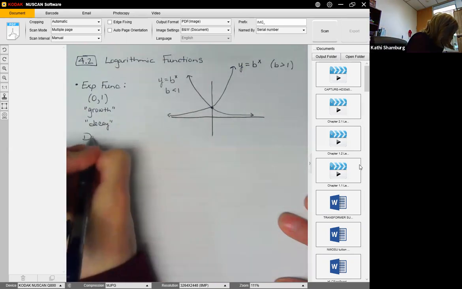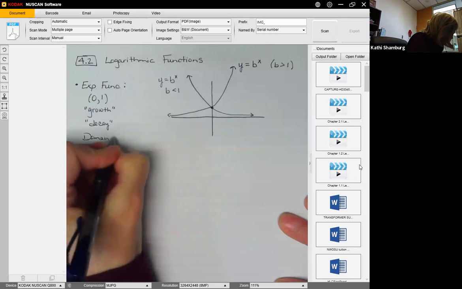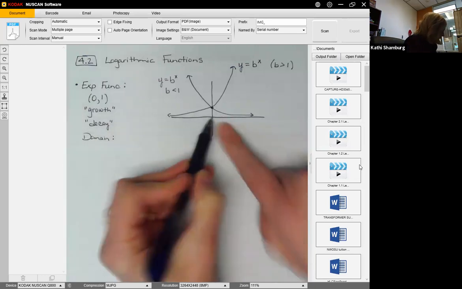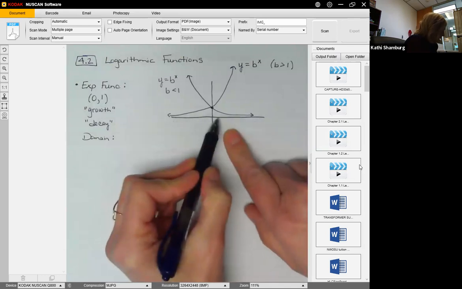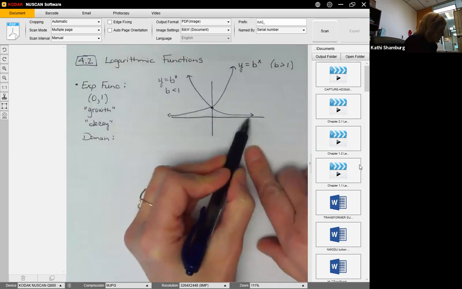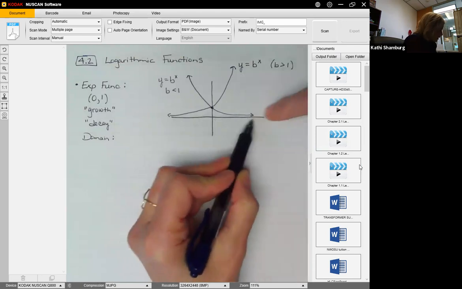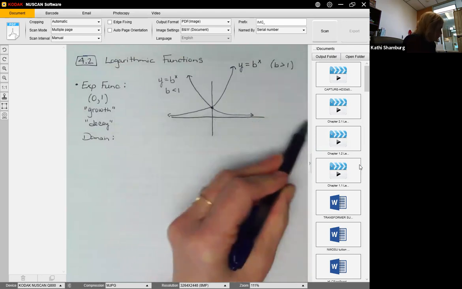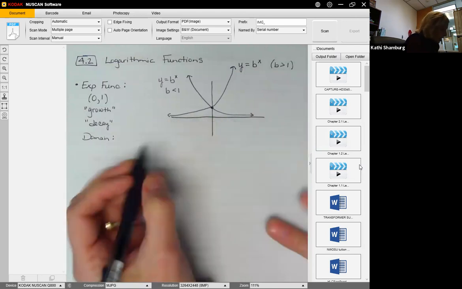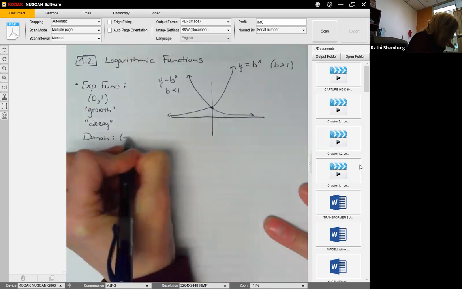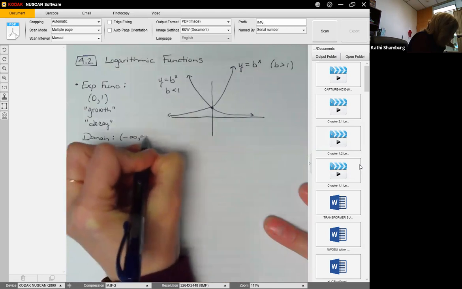Now, remember, domain is what your x value can be. So if I look here, here is my x-axis. And if I chose any point on this x-axis, notice as this goes out, your x would continue on here. And as this goes to the left, your x would continue in the negative direction. So our domain is negative infinity to infinity.